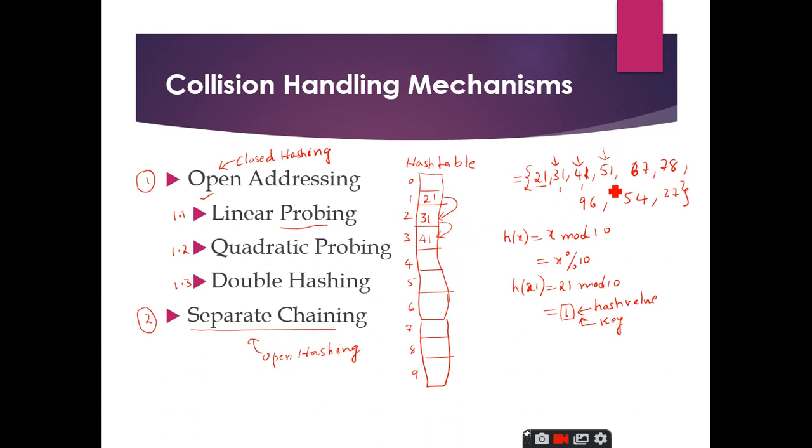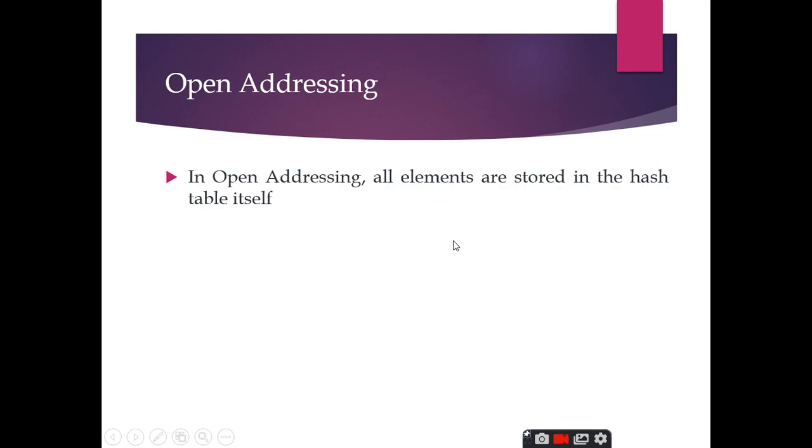Similarly, you go with 51. 51 also generates a hash key of value 1. Go and search 1, it is occupied. Go to the next location, 2 is also occupied. Go linearly and search the next location, that is also occupied, and then search the next location.